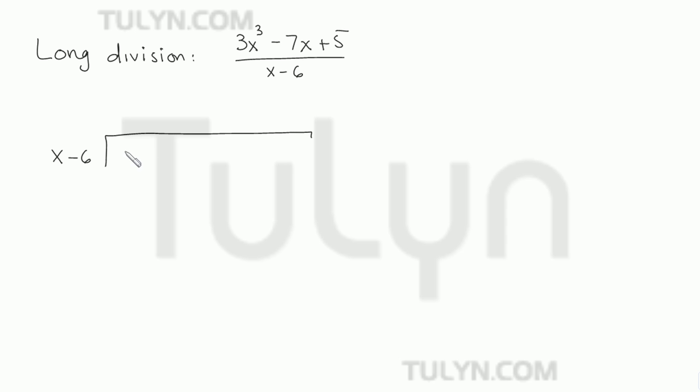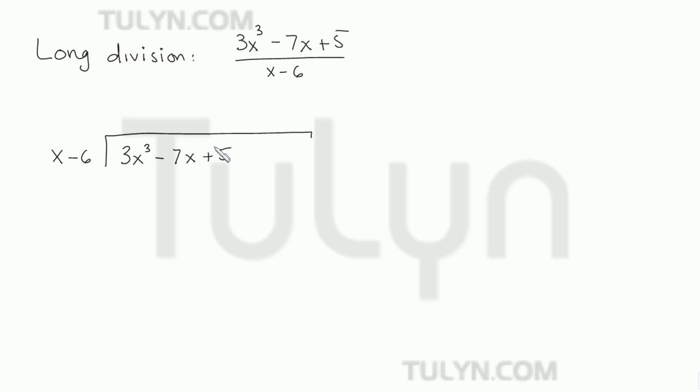Divide the following using long division. You have 3x cubed minus 7x plus 5 over x minus 6. So the way we write this is that we leave the denominator out and we put the numerator inside this little house.